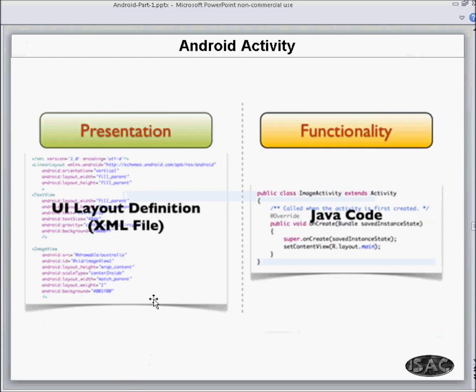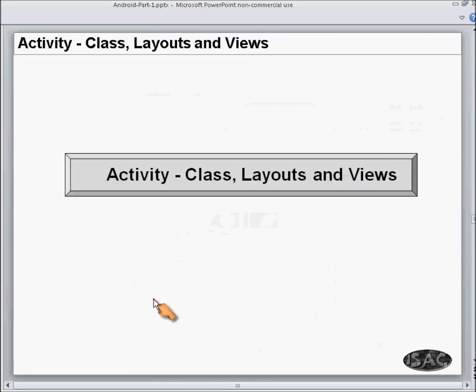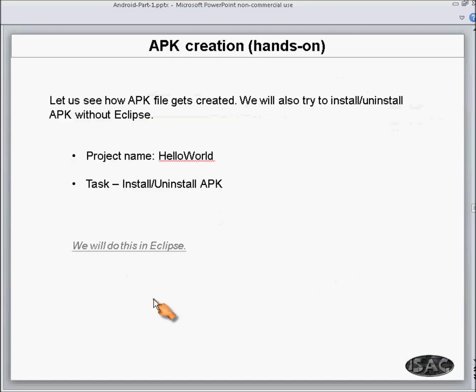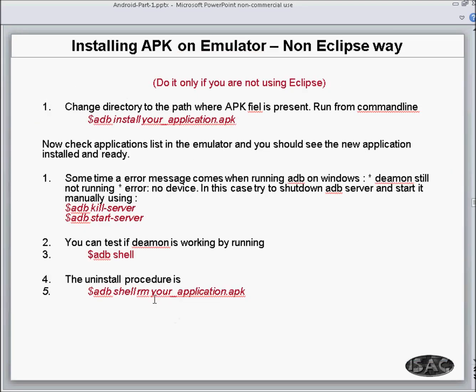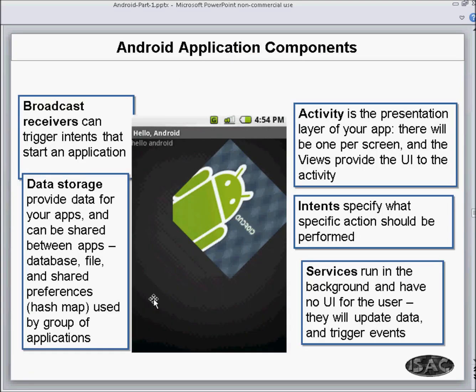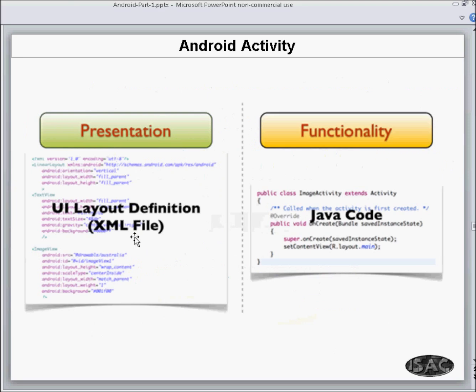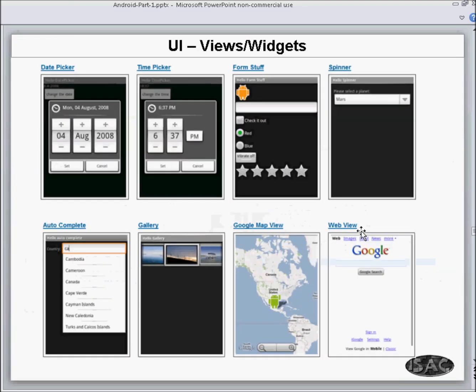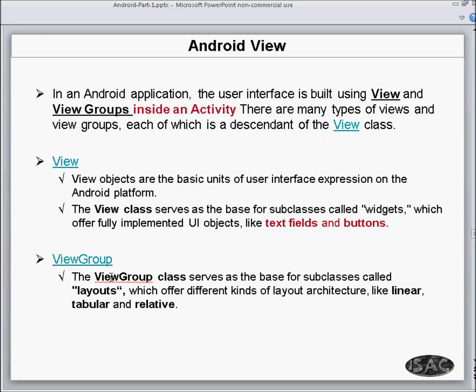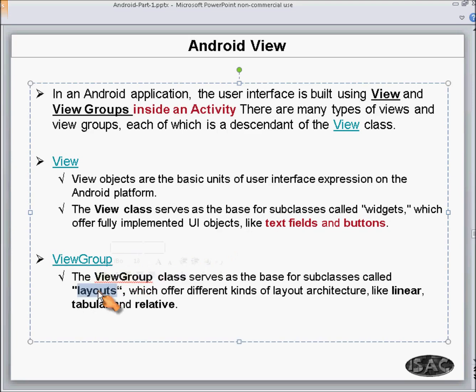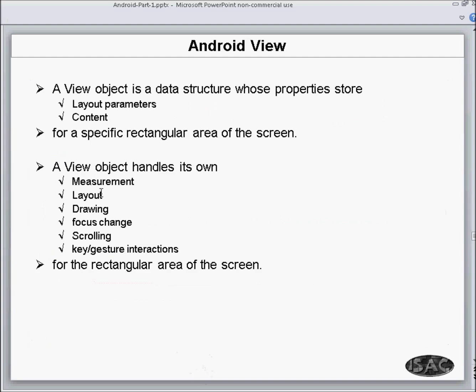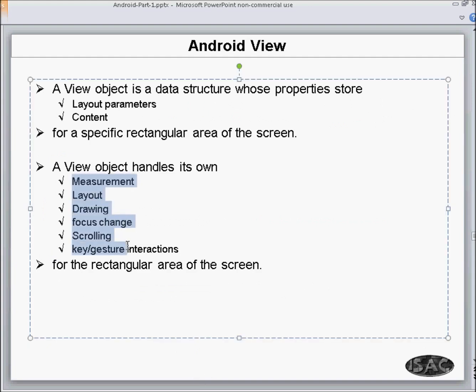So to refresh this whole discussion, what is really an activity? It is a user interface component, we have understood this part. We have understood the views. What is view group? View group is nothing but layouts, and layouts are of different types: linear, tabular, and relative. And each view has properties like layout, drawing, focus change, key interaction, width, text, all of those are here.